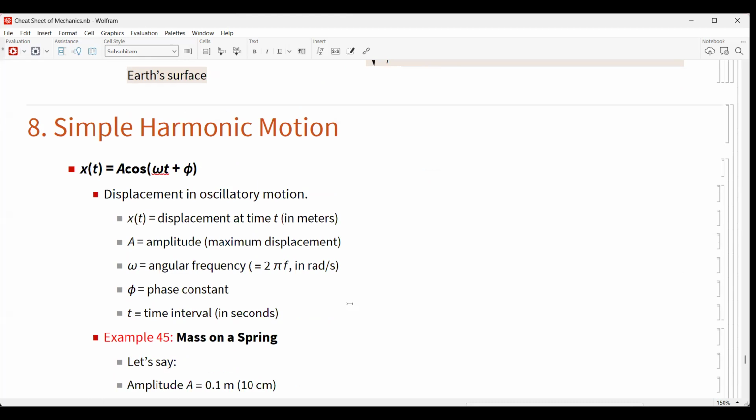Simple harmonic motion. So given by this one, this is what we call the displacement in oscillatory motions. So we have here x of t, displacement at time t in meters. And we have capital A, the amplitude, maximum displacement. We have the omega, the angular frequency. This is equal to 2 pi f, where f is the frequency in hertz. And we have the phase constant and the time interval.